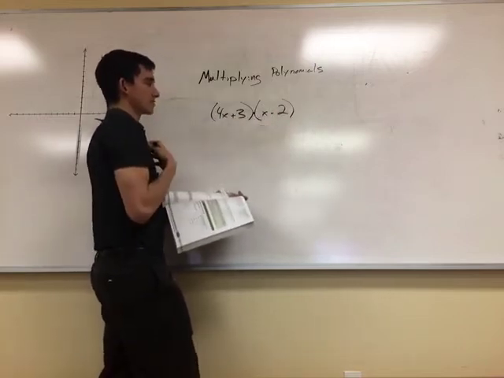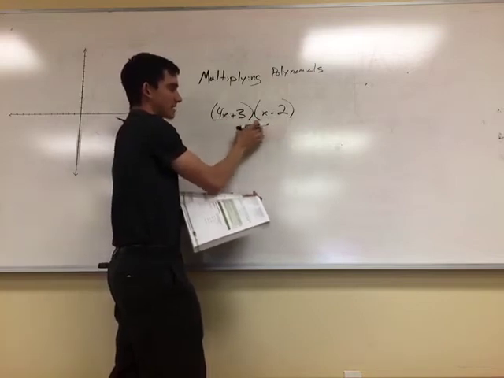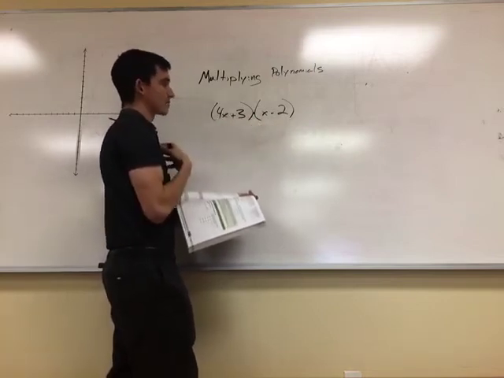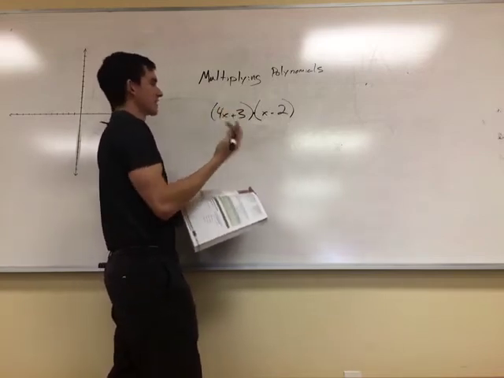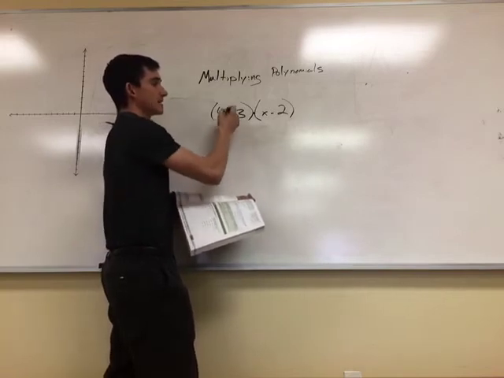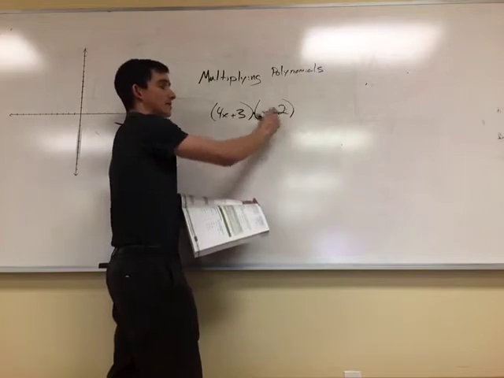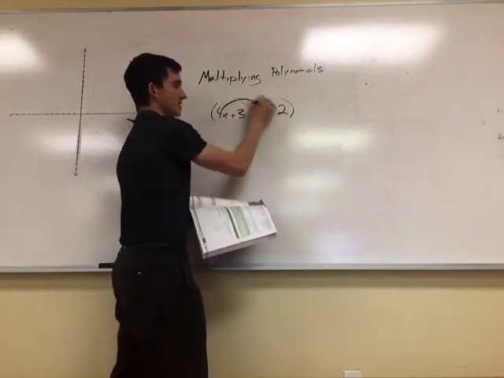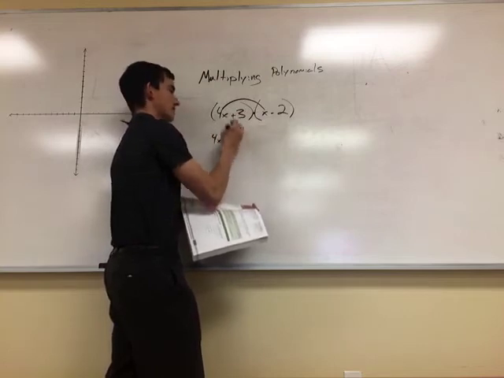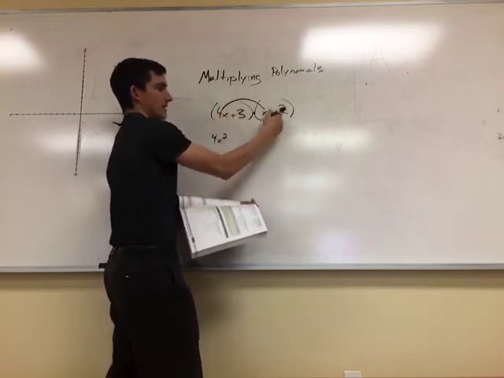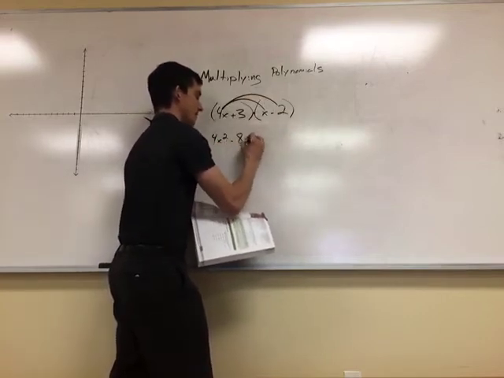What I typically do, and they'll teach you things like FOIL, multiply the first things, the outer things, the inner things, the last things. I don't like to do that because when you get out of binomials, things stop being foiled. So I just multiply every term in here with every term in here one time. I start off with 4x multiplied by x. 4x times x is 4x squared. Then I take 4x and multiply it by negative 2. 4x times negative 2 is negative 8x.